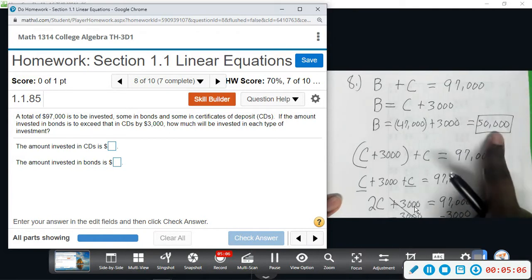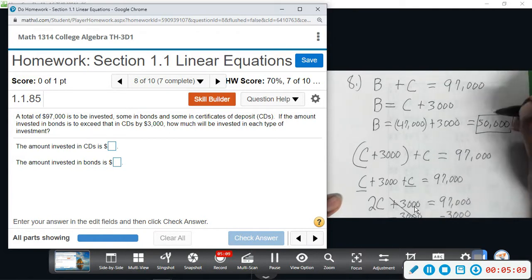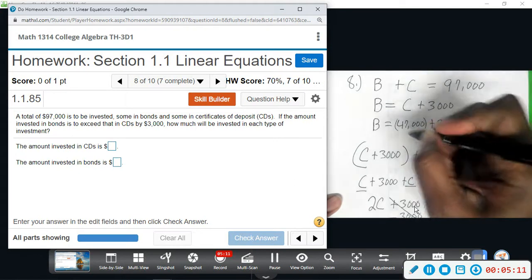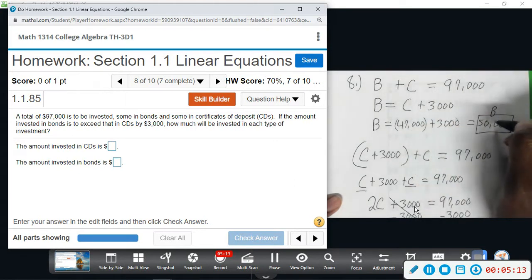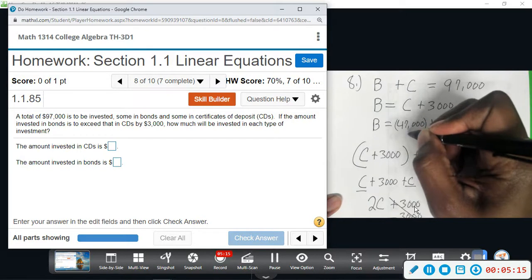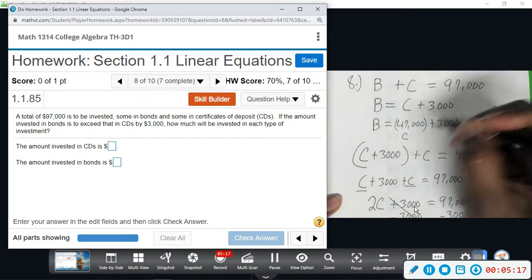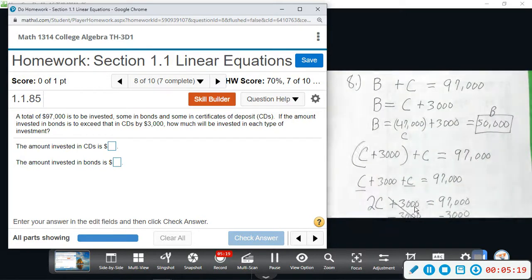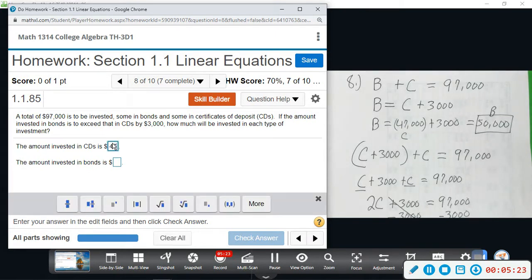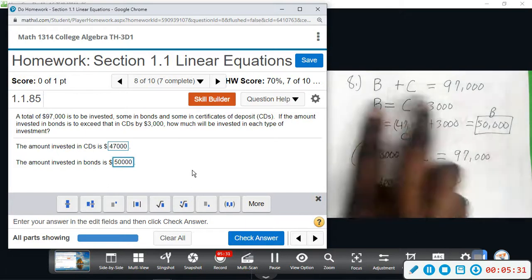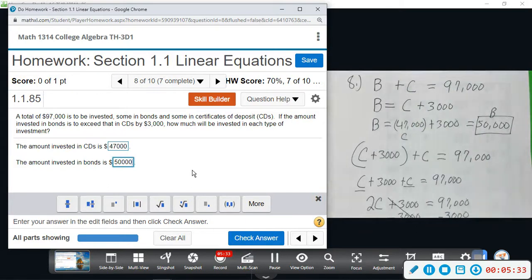So we got 50,000 for bonds and 47,000 for the CD. All right, so that's the amount in both types. So CD is 47,000 and bonds was 50,000. And of course, if you plug those two in, you will add up and get 97,000.